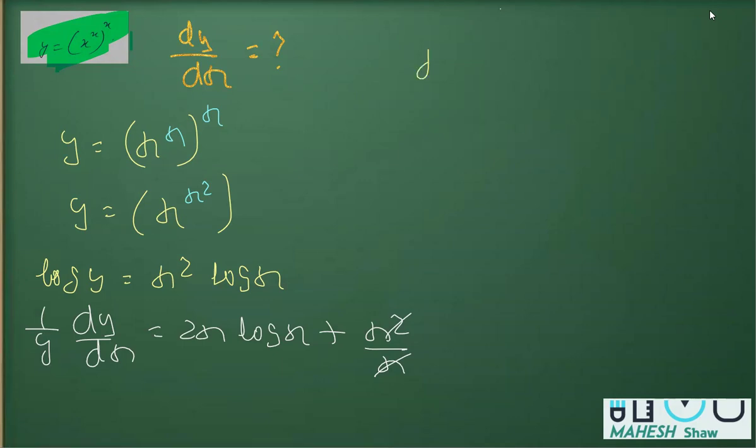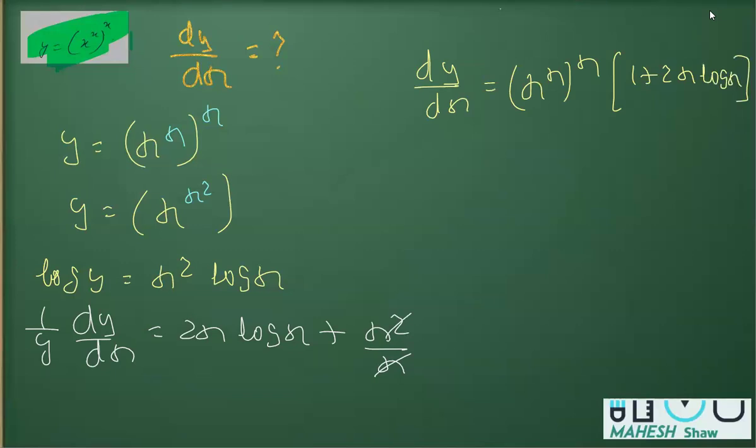Now, if I transpose this y to the other side, then what we'll get? We'll get dy by dx is equal to y. And I can replace y with this, which is given here, that is x raised to the power x whole power x times, and this is coming as 1 plus 2x log x. That should be the final answer after differentiating this.